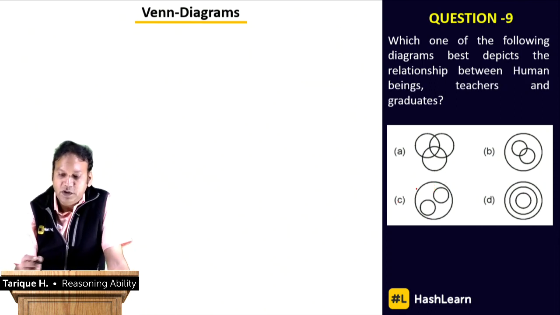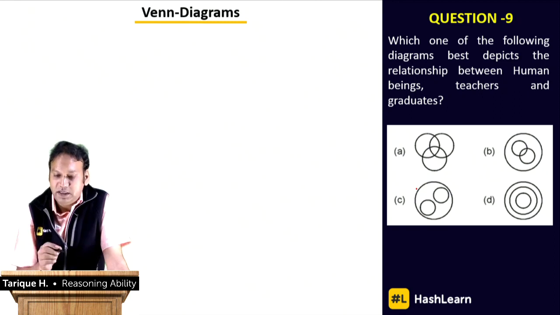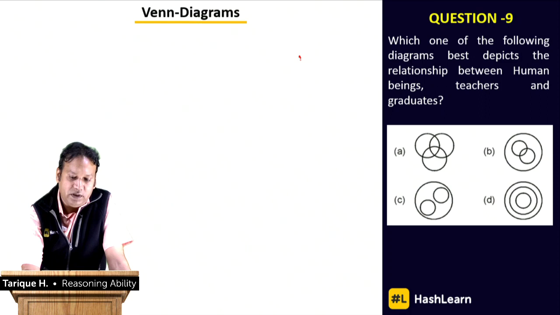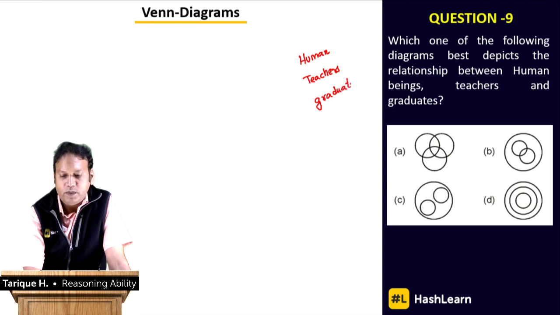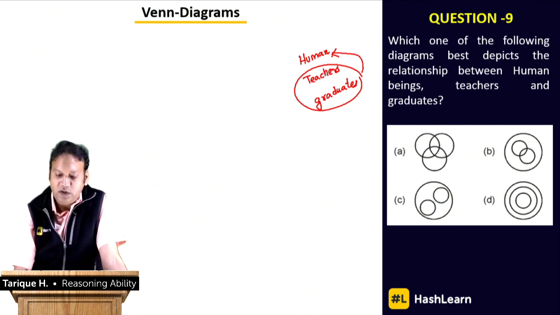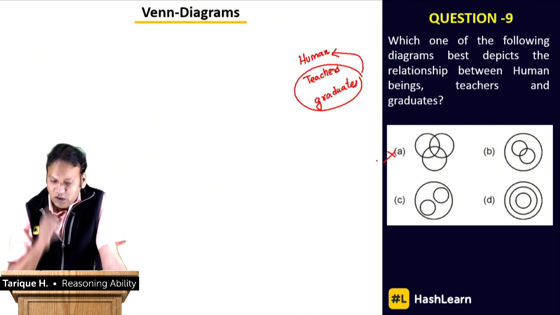Same thing here. Which of the following diagrams best depicts the relationship between human beings, teachers, and graduates? Look at this: human beings, teachers, and graduates. So first of all, we can say teachers and graduates both belong to human beings. So we need a circle which contains both, so answer option A has to be wrong. Now let's look at B, C, and D.